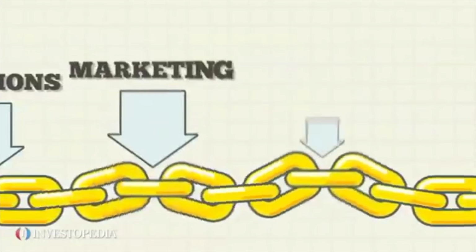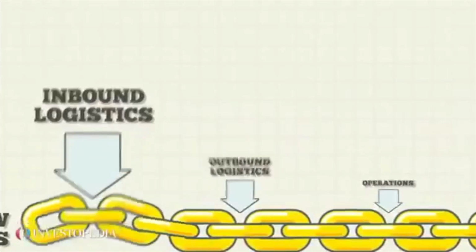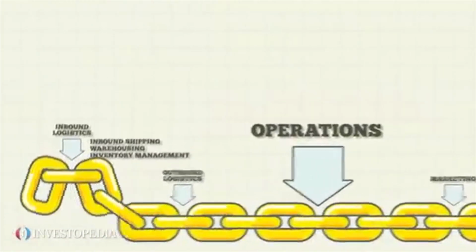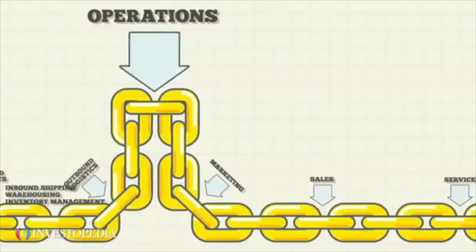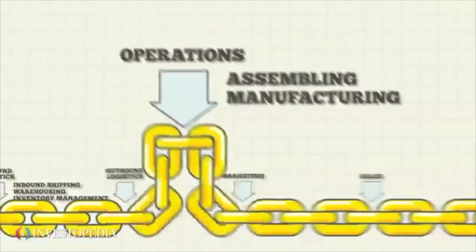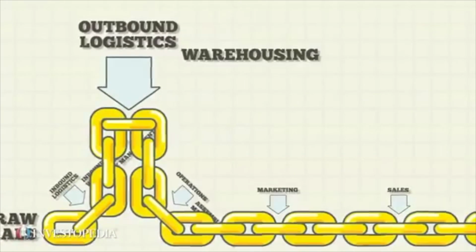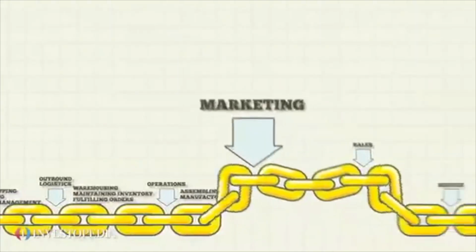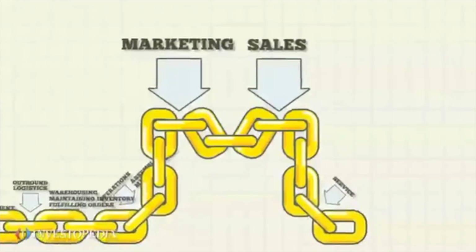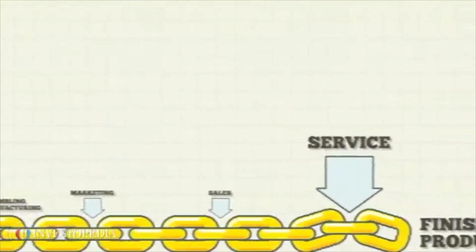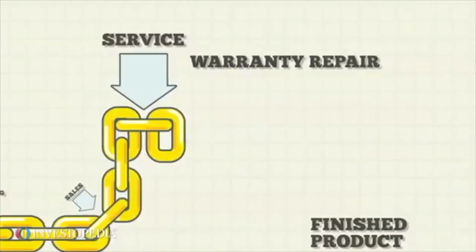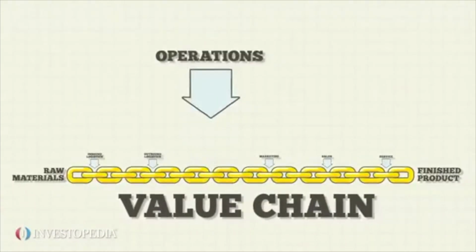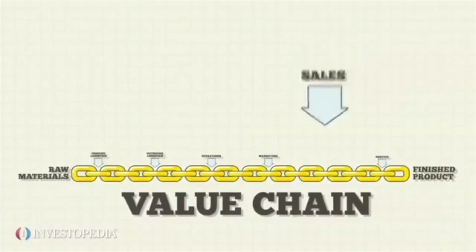logistics, operations, marketing and sales, and finally service. Inbound logistics includes inbound shipping, warehousing, and inventory management. Operations include any activity that adds value to the inputs, such as assembling and manufacturing the finished goods. Outbound logistics involve warehousing the finished goods, maintaining inventories, fulfilling orders, and shipping goods to customers. Marketing and sales is any activity performed to get customers to purchase the product. Finally, service includes activities such as warranty repair service and customer support. These categories are general in nature. There are many activities within each category, and they vary depending on the specific industry.